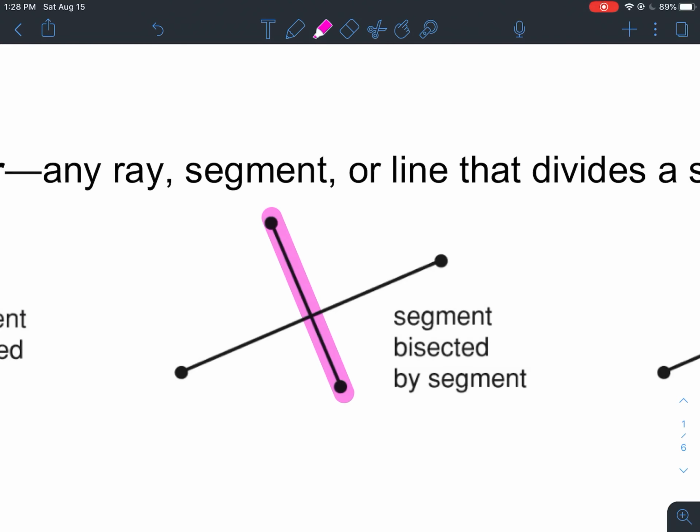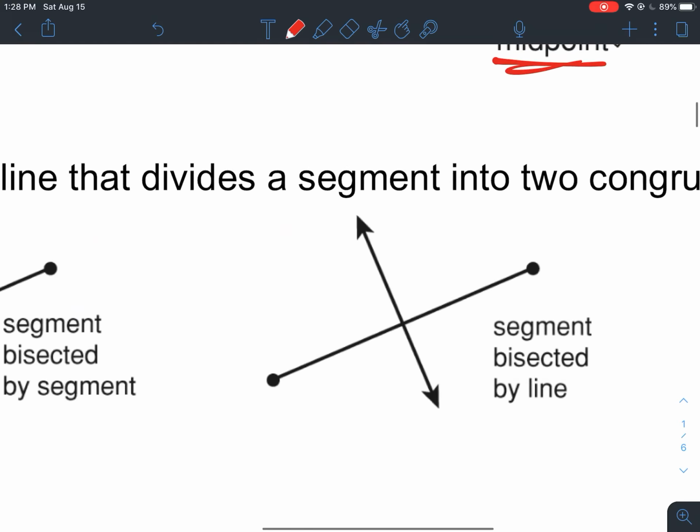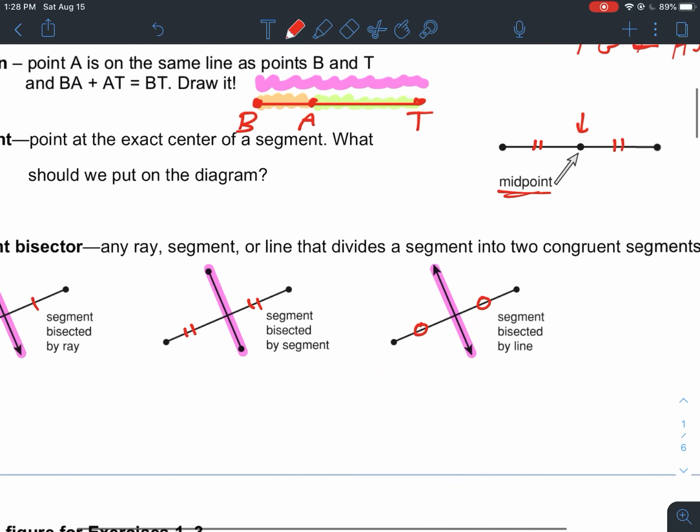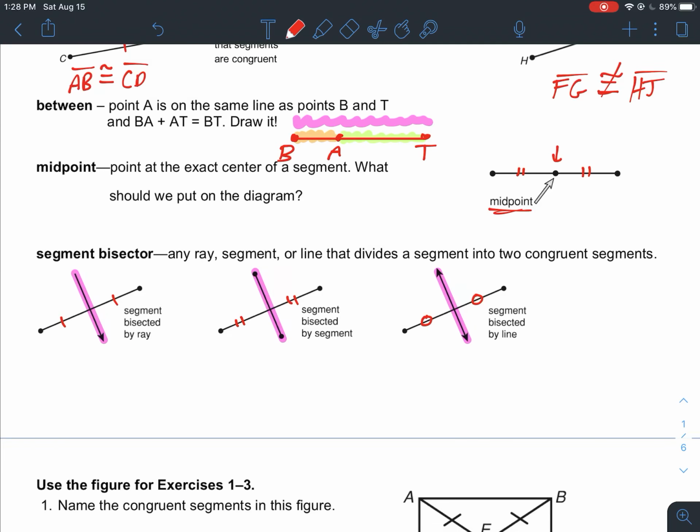This segment is a segment bisector. So it makes these two segments equal. I'm just going to change up my tick marks here so you can see I'm making different tick marks. In this picture, this line is a segment bisector. So again, changing up my tick marks here, I'm going to put circles this time. But again, it shows that those two segments are equal because the pink line segment or ray is bisecting.